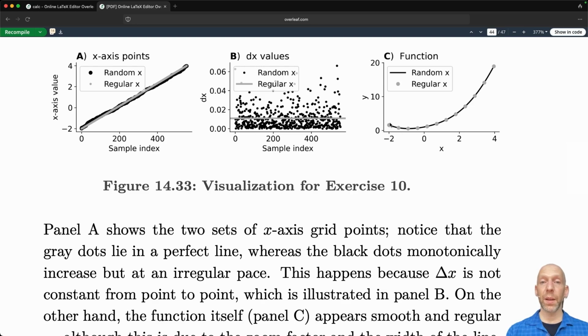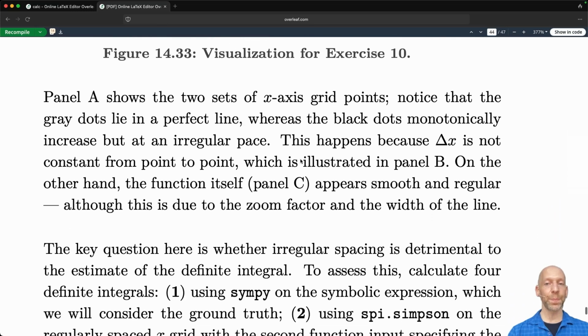Okay, now what you see here is the plot of random x and regular x, and visually they look the same. So when you look at this plot, panel C here, you would come to the conclusion that the random versus regular spacing does not matter. The function looks the same. Now, on the one hand, from visual inspection at this level of resolution, that is a perfectly valid conclusion. And the rest of the exercise is focused on evaluating whether that conclusion really holds and whether we can generalize that conclusion to calculating the definite integral.